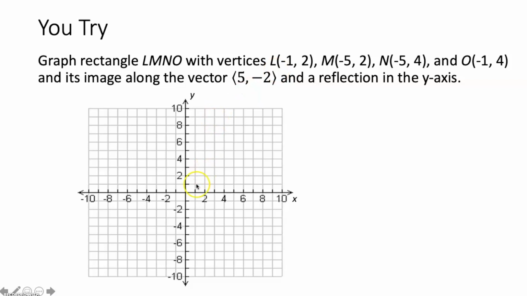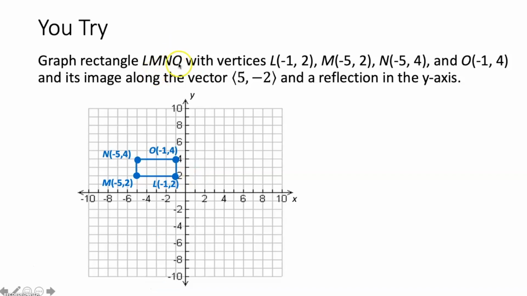L is at negative 1, 2, so we go over negative 1 on the x-axis, up 2 on the y-axis, put point L. Point M is at negative 5, 2. We go over negative 5 on the x-axis, up 2 on the y-axis, put point M. Point N is at negative 5, 4. We go over negative 5 on the x-axis, up 4 on the y-axis, put point N. And point O is at negative 1, 4. We go over negative 1 on the x-axis, up 4 on the y-axis, put point O.